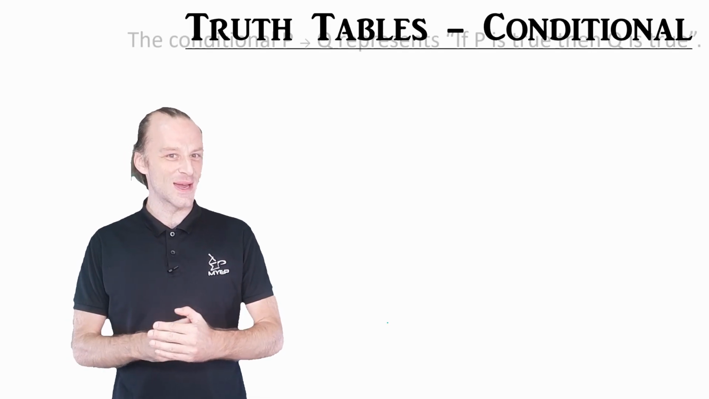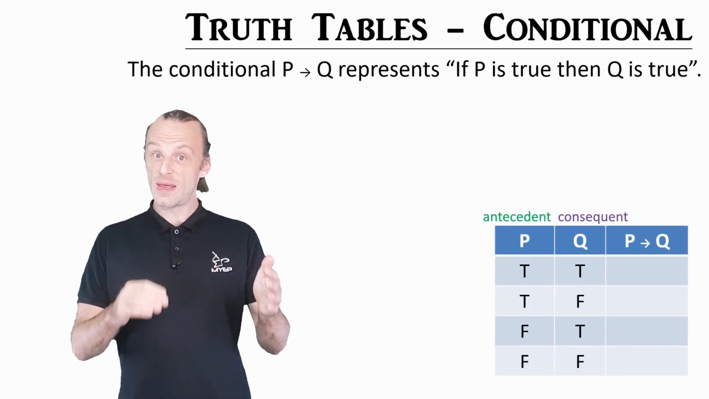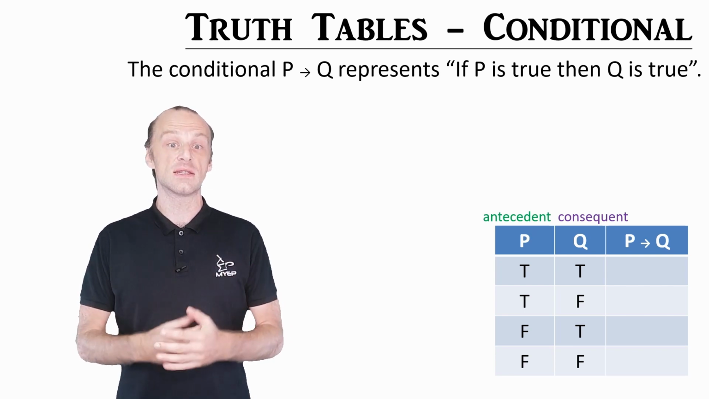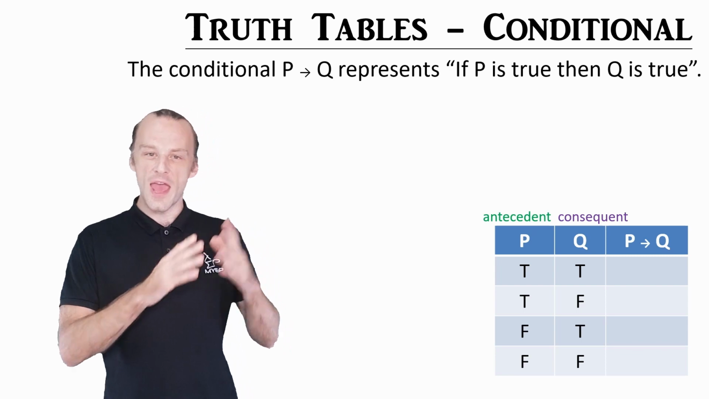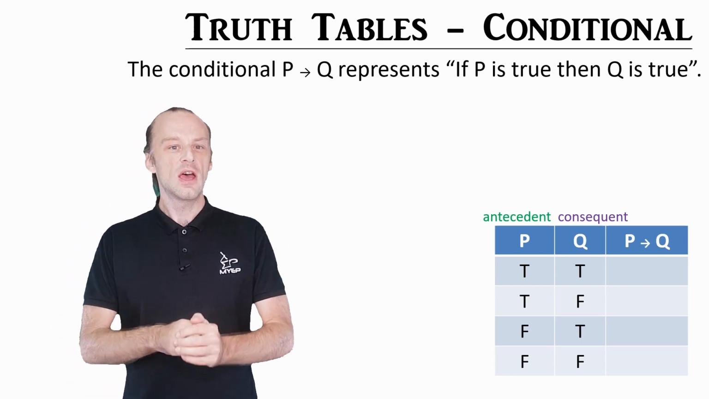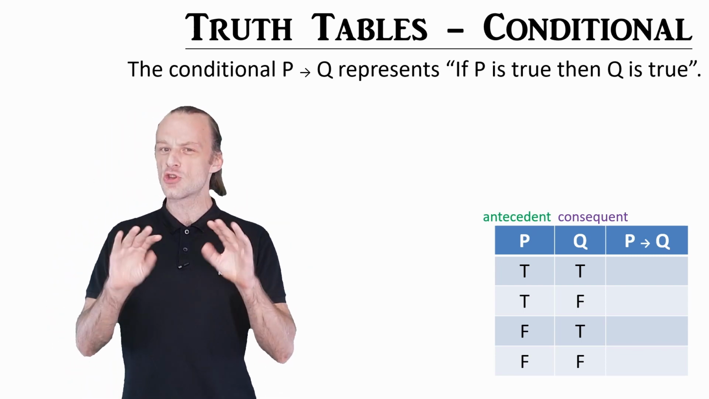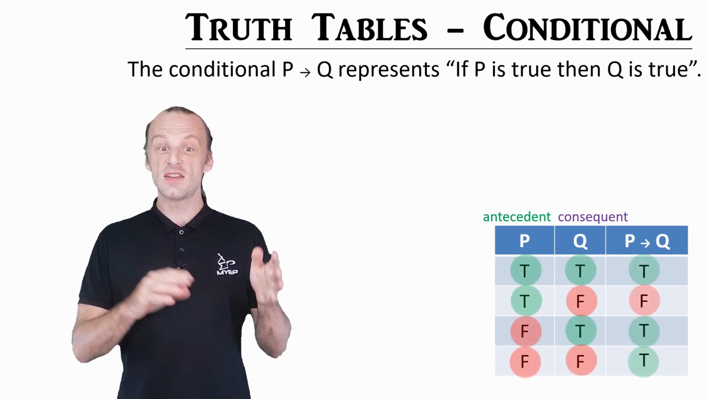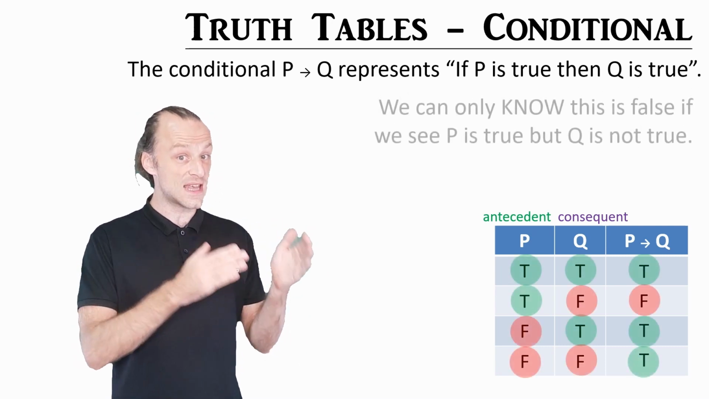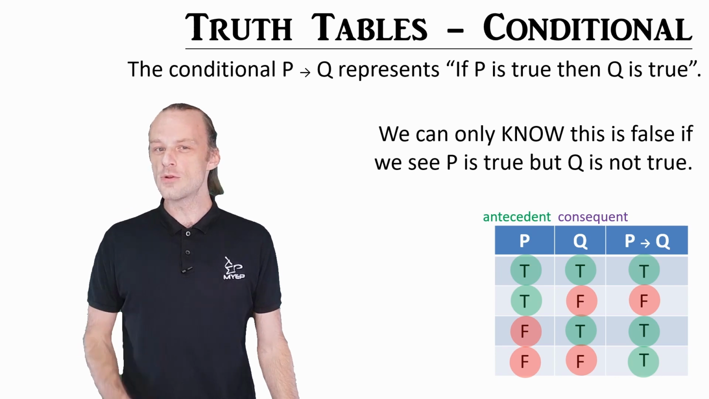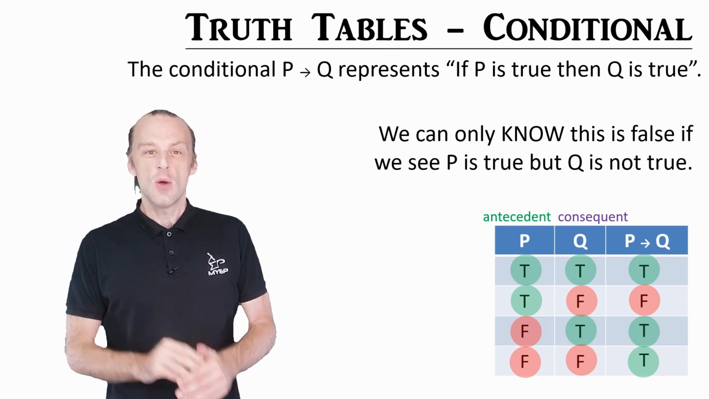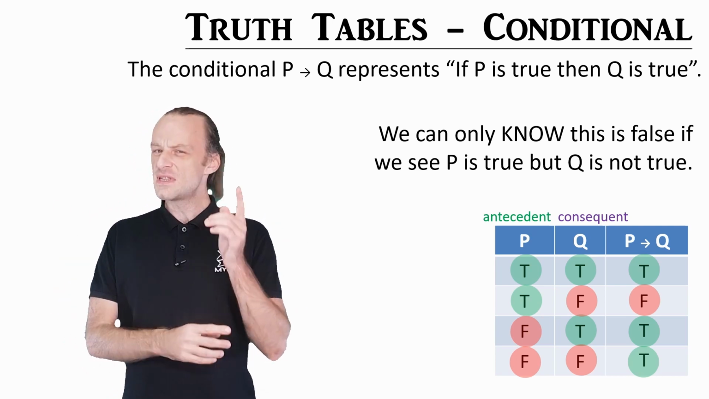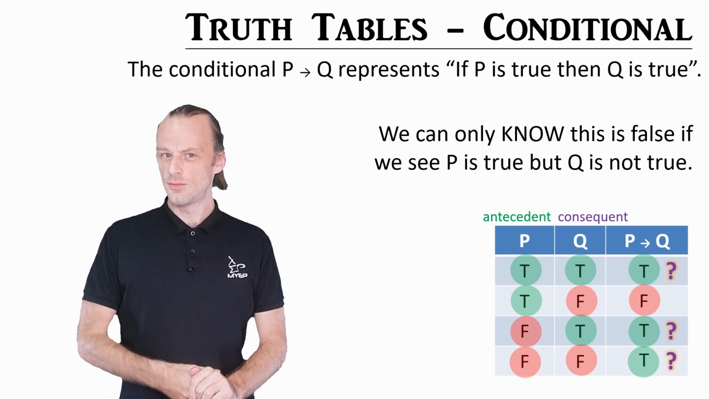Now we come to the conditional, and things get a little spicy. The conditional of P into Q is the same as saying the sentence, if P is true, then Q is true. Again, we have 4 rows in the truth table, but the only way we can know for sure that this is false is if P is true and Q is then not true. This is row number 2, but the other 3 rows are a little bit strange. We don't know they are false, but does that mean that they are true?